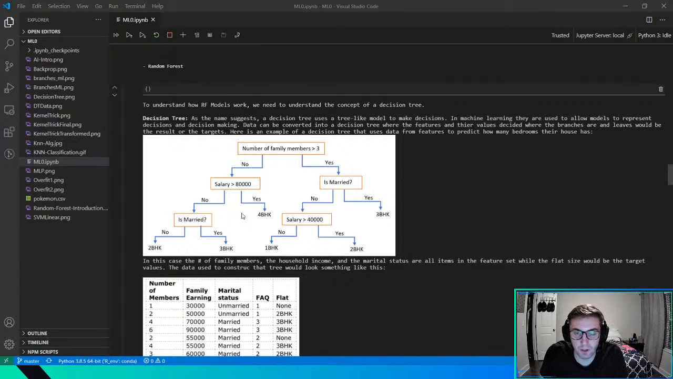Data can be converted into decision trees where features and their values determine where the branches and leaves would be. The branches basically determine yes or no and make decisions, and the leaves are results. So these would be your leaves on here, and the branches would be your decisions. For example, here the problem is number of family members. Greater than 3, you'd go down this side. Greater than 80K is married, and then your result would be down here.